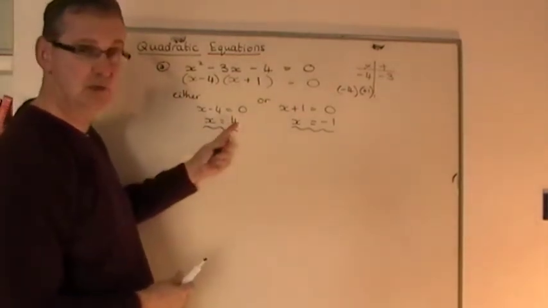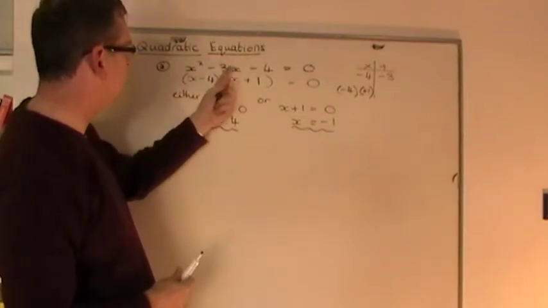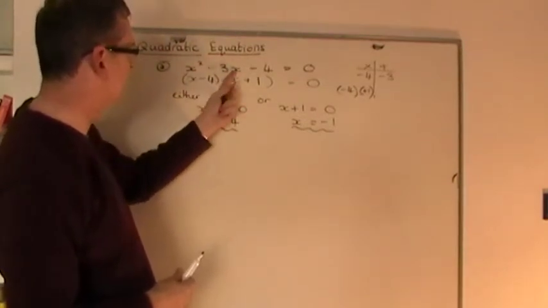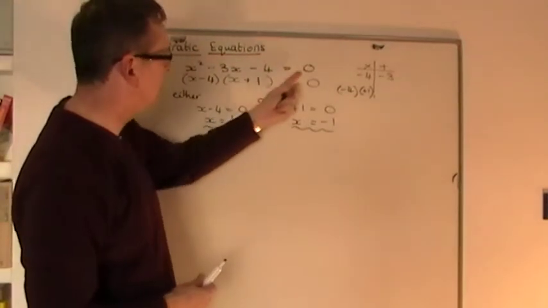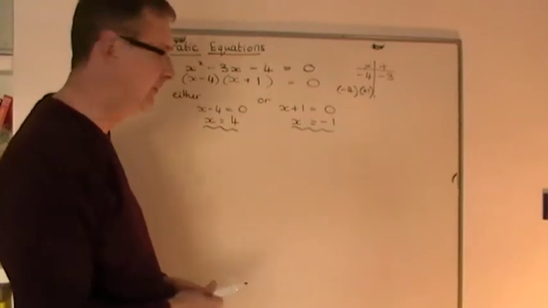For example, try x equals 4. 4 squared is 16. Take away 3 4s, so that's take away 12. 16 take 12 is 4. 4 take another 4. You do get an answer of 0, so it works. And minus 1 would likewise work as well.